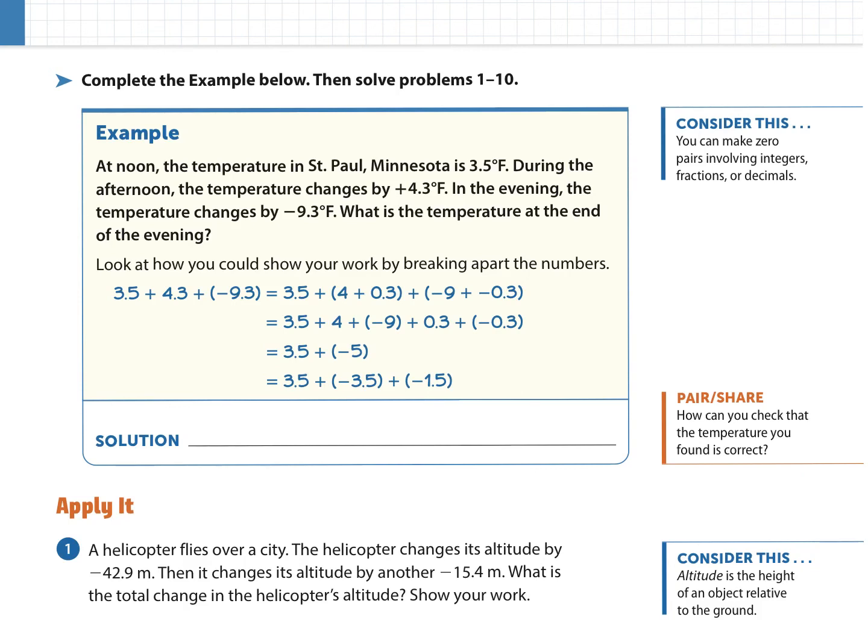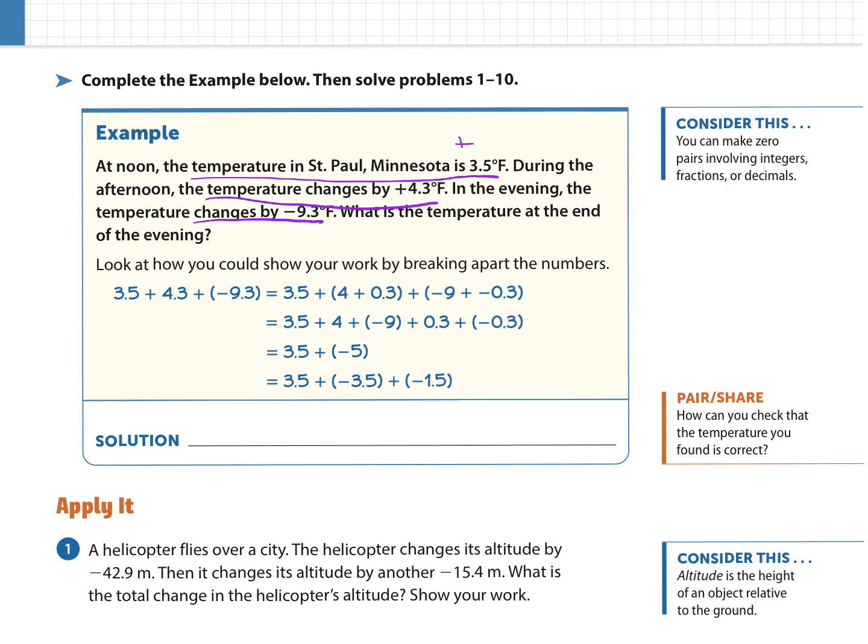All right, so before you do the apply it, I'm going to go through this example with you, okay? So make sure whenever you're doing a problem, you're reading and annotating, which is what I'm about to do. So at noon, the temperature in St. Paul, Minnesota is 3.5 degrees Fahrenheit. So that's a positive. During the afternoon, the temperature changes by positive 4.3 degrees, all right? In the evening, the temperature changes by negative 9.3 degrees Fahrenheit. So what's the temperature at the end of the day?